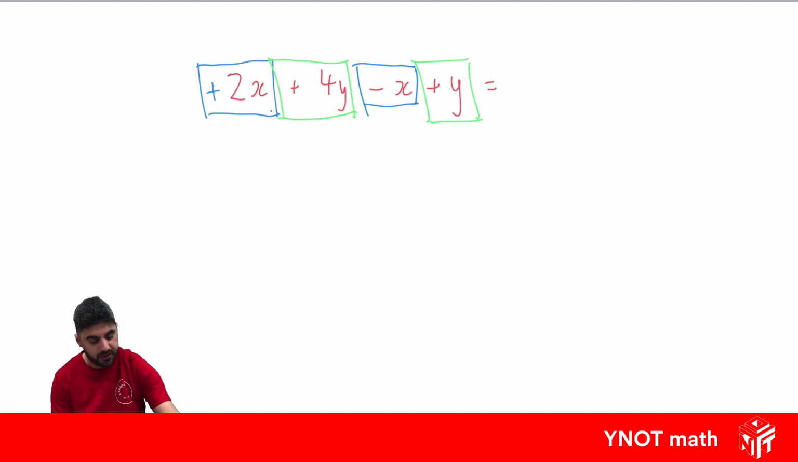So 2x minus x, well, 2 minus 1 is 1. So we're left with 1x, and we can just write x because we don't have to write the 1. And then positive 4y plus y gives us positive 5y.